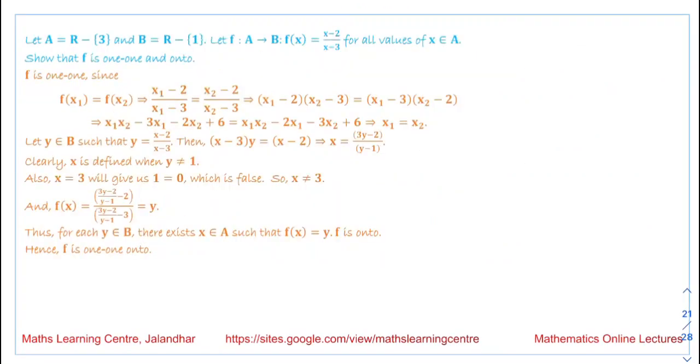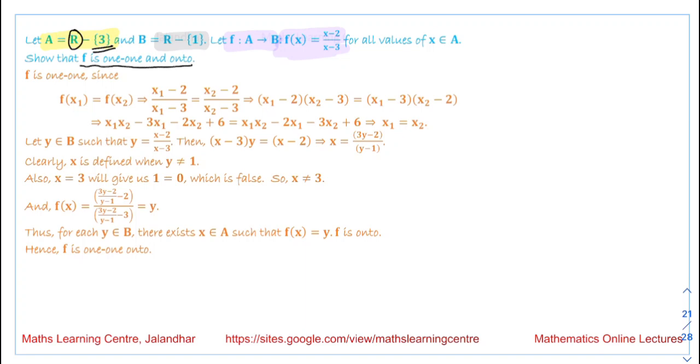You can use any of these ways to prove that this function is neither 1-1 nor onto. Next we have, let A be equal to R minus {3}. R minus {3} means from the set of real numbers we have removed the element 3, and B is another set which is R minus {1}, that is, from the real numbers we have removed the element 1, and the function f is defined from A to B in the form f(x) equal to (x minus 2) over (x minus 3) for all values of x belonging to A. Now we have to show that f is 1-1 and onto.